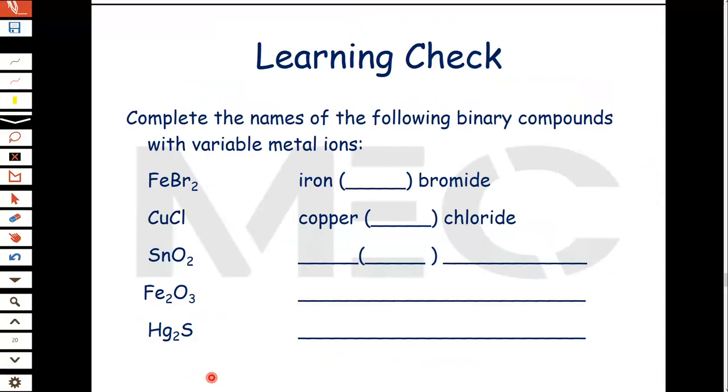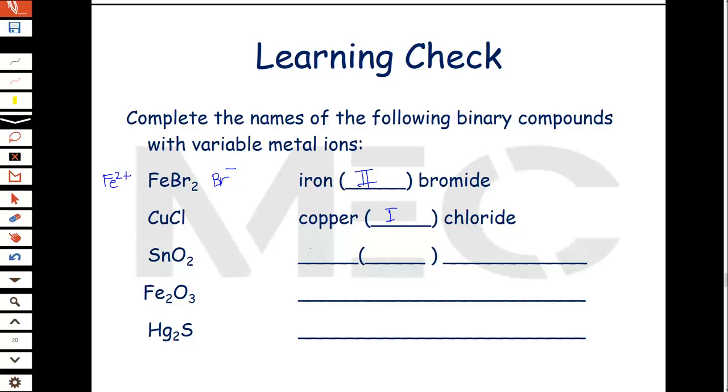Okay, complete the name. Let's do some practice. Complete the name of the following binary compound with variable metal ion. So I need to write here iron 2 bromide, right? How did I understand that it is iron 2 but not iron 3? Because we know that the anion is Br1 minus, so it must be Fe2 plus, so that the formula will be FeBr2. Okay, and the copper here will be copper 1 chloride.